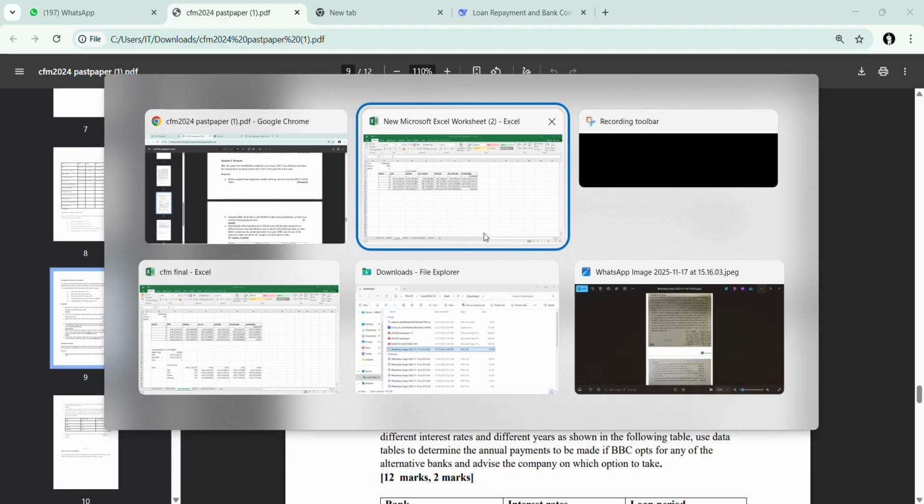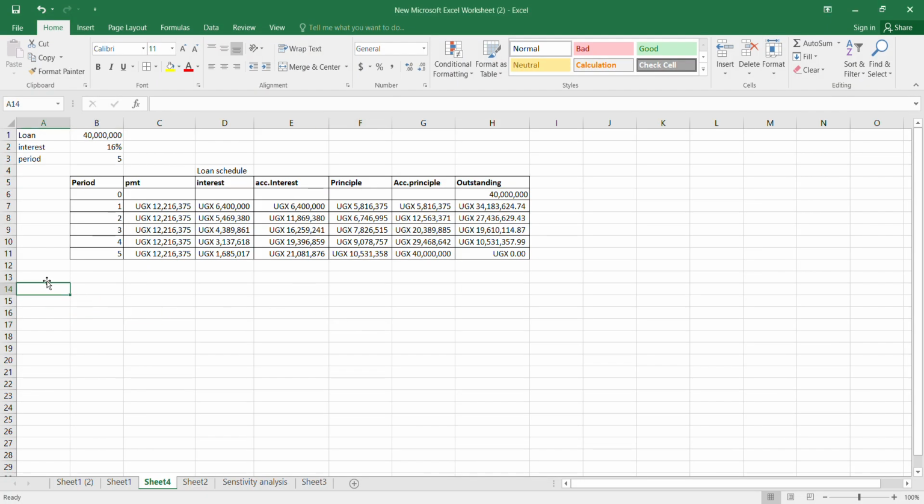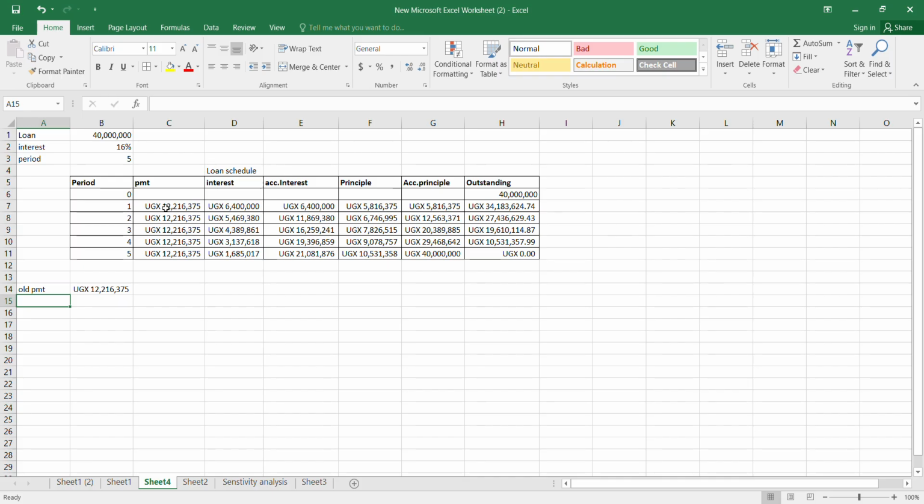So we shall go back to our Excel sheet, and we know currently our, let's call it the old PMT, equals to, we shall reference this, it is this. Then the added value, they're telling us that it's going to be 500,000.